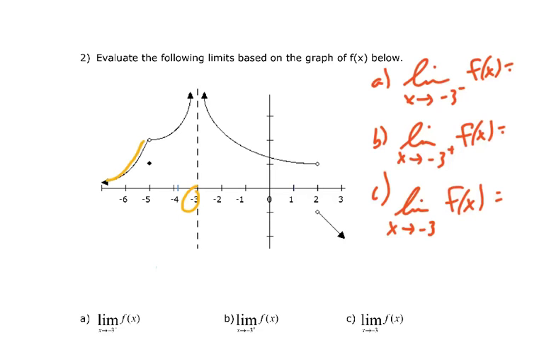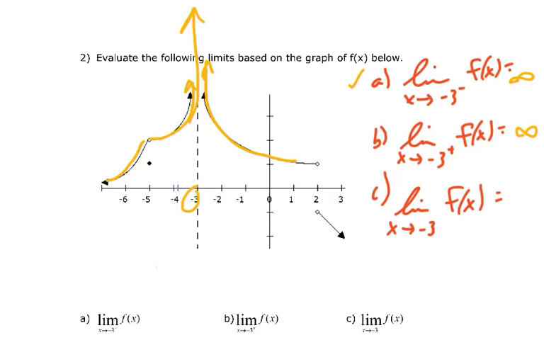Well, if I follow my function from the left, as I'm getting closer to negative 3, where is my function going? It is going up, up, up, up, up to positive infinity. Okay, now part B. All right, as I'm approaching negative 3 from the right. Well, here's the right-hand side. As I approach from the right, where am I going? I'm going up, up, up, also to positive infinity.